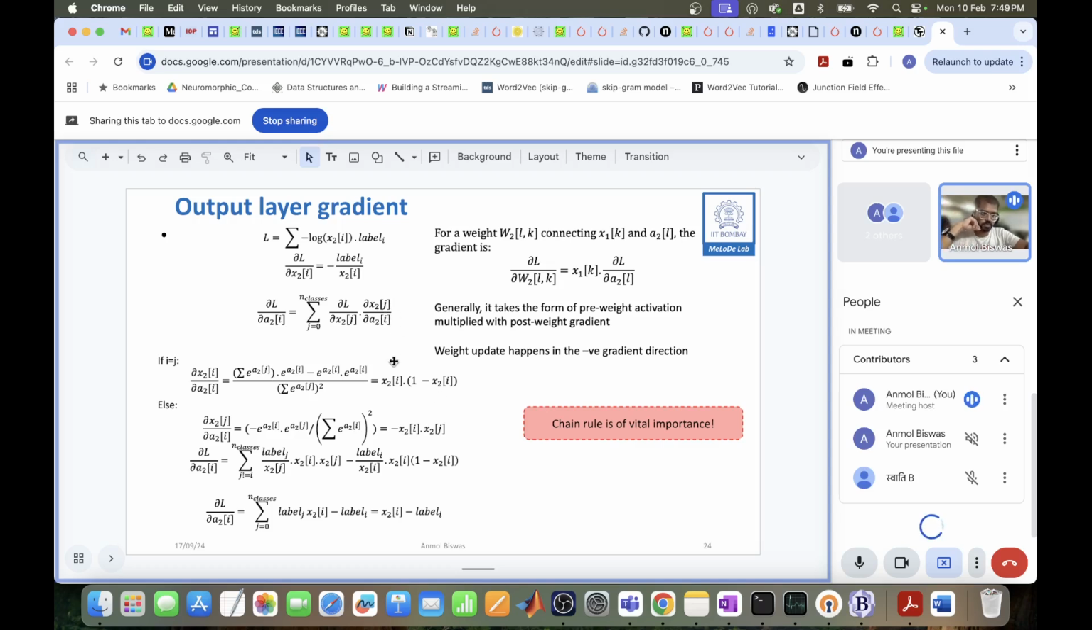Obviously, if j is equal to i, then it is a2_i giving rise to x2_i, which is a very straightforward, or rather very expected relation, right? Obviously, the pre-activation of the same element will impact its own post-activation. But because the softmax is normalized, the pre-activation of every element impacts the post-activation of every element, right? So you have to compute the gradient with respect to all of the post-activations. Only then will you get the proper gradient that you want with respect to the pre-activation, right?